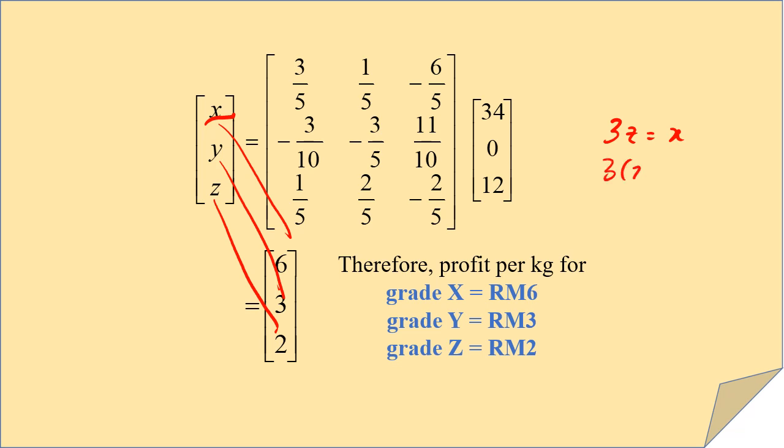So 3 multiplied by 2. What is the profit of X? 6 ringgit. So it's true. It should satisfy the system of linear equations. Okay? So that's why we do these steps. So we finish example 4. Example 5.